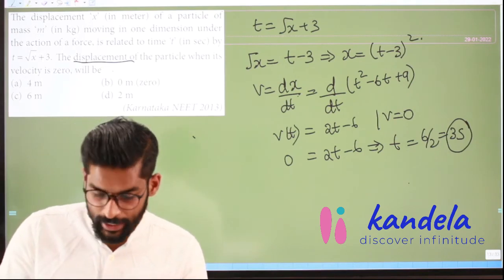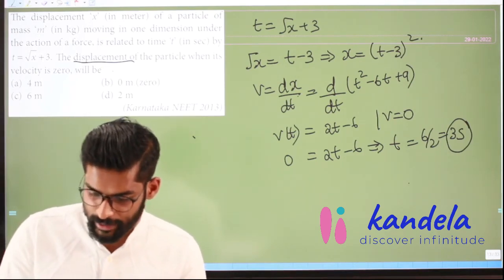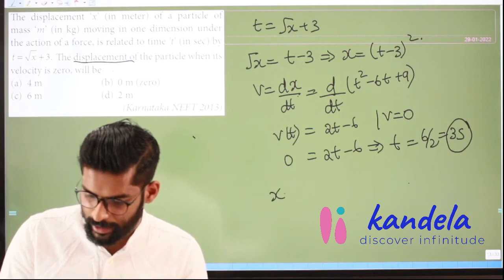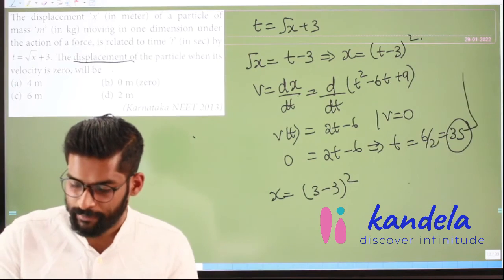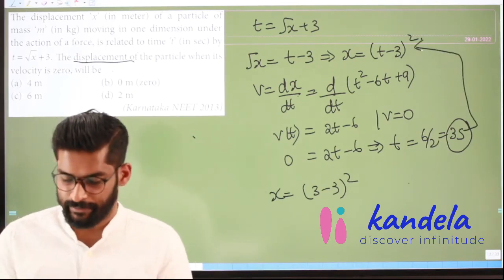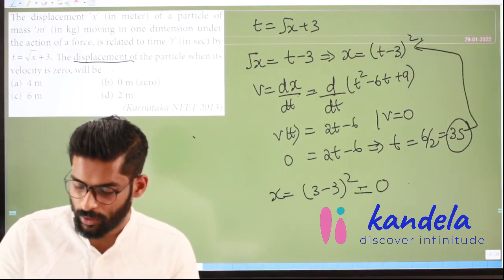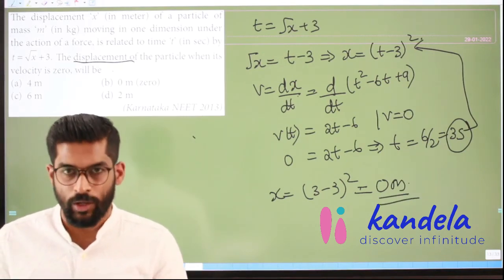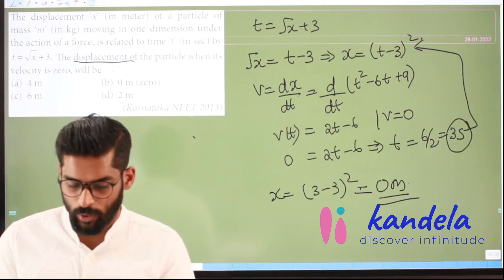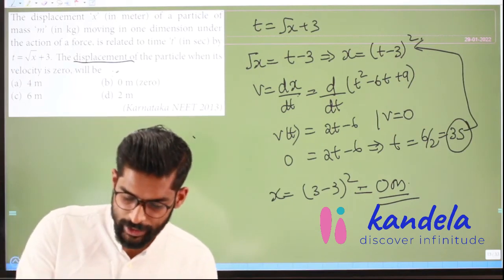So I can say the displacement at this point x is 3 minus 3 the whole square. So what did I do? I plug in the time in my position equation. So I will get 0 meters. Okay, so when the velocity is 0, the displacement is 0 meters, which is my option B.